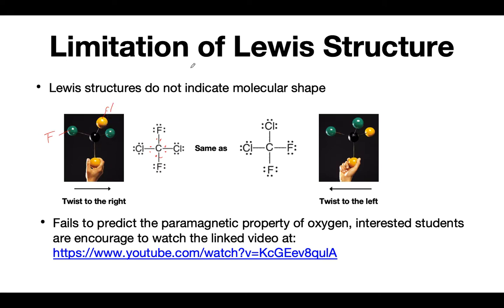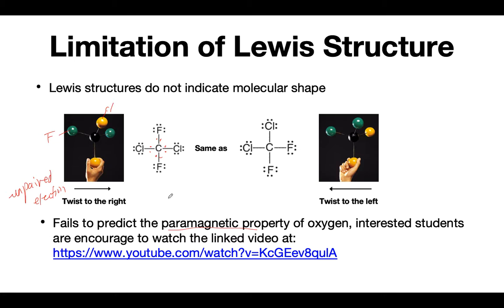Another limitation of the Lewis structure is that it fails to predict the paramagnetic property of oxygen. What does that mean? In order to have paramagnetic properties, the molecule must have unpaired electrons. So the molecule can be paramagnetic.